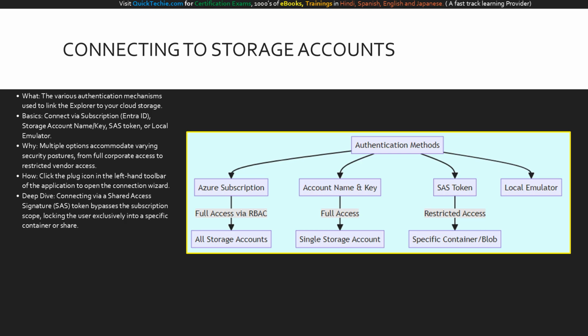Notice how its arrow leads to restricted access on a specific container or blob, visually demonstrating the principle of least privilege. Finally, the fourth path is the local emulator, which allows developers to test their applications offline without incurring cloud costs. By selecting the correct path, you maintain strict governance over your data.